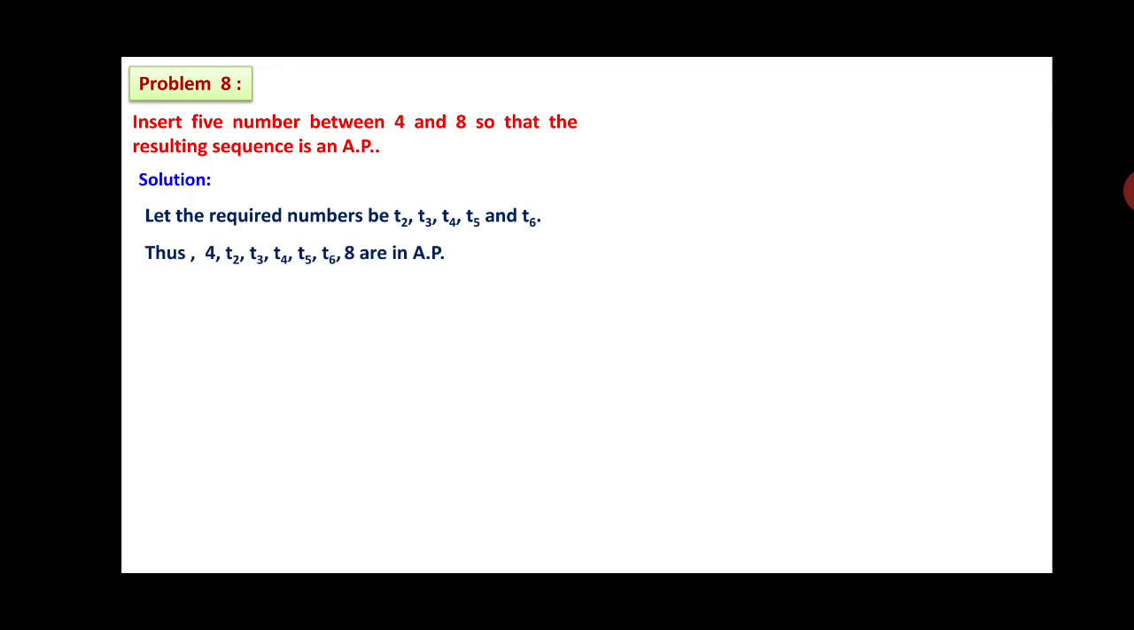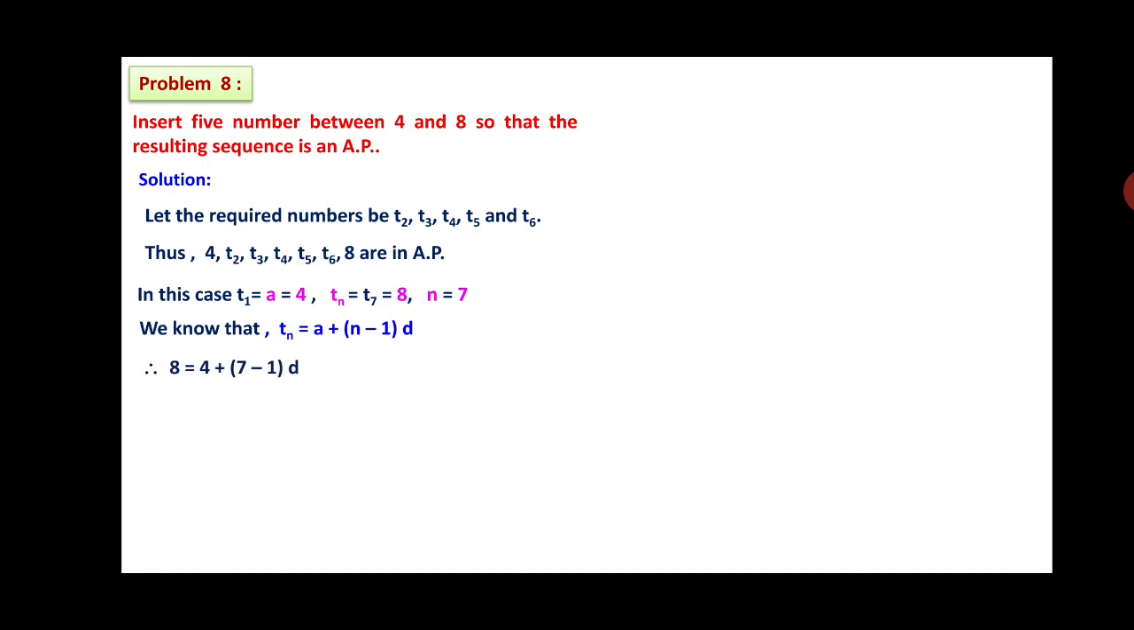Friends, here therefore we are getting an AP like this. First term is 4, second is T2, T3, T4, T5, T6, and the last one is 8. So here we will get that T1 is equal to A, which is 4, Tn, which is T7, is equal to 8, and n is equal to 7. We know the formula that Tn is equal to A plus n minus 1 into D.